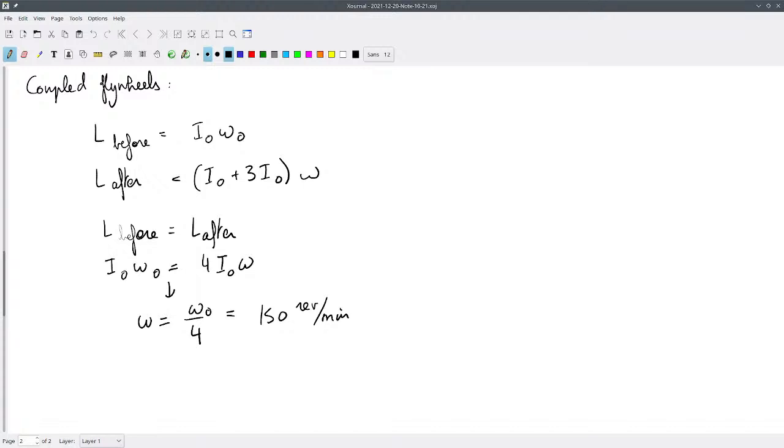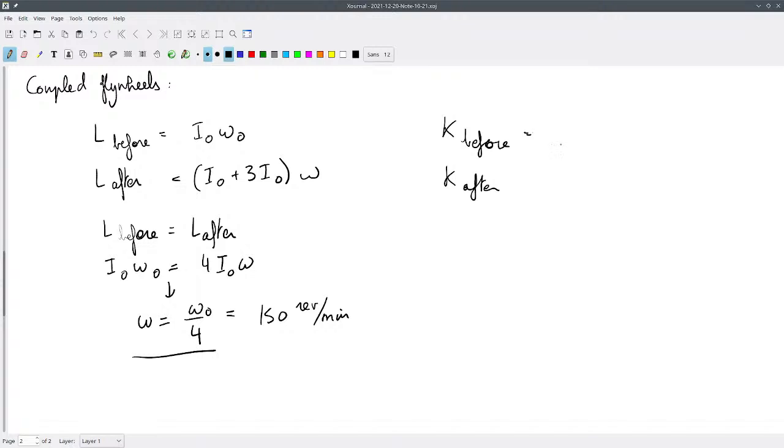So that's how we calculate the new angular velocity. Was this an inelastic collision? We already know it's an inelastic collision. It's a perfectly inelastic collision because the things stick together. But we can calculate what the kinetic energy before is and what the kinetic energy after is.